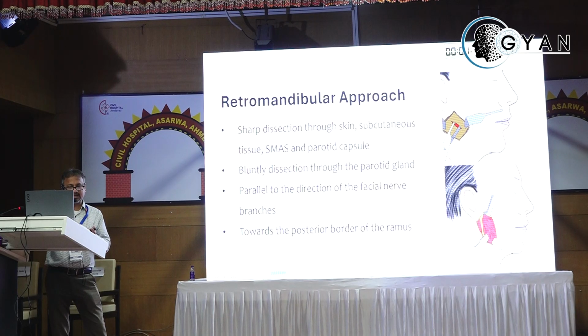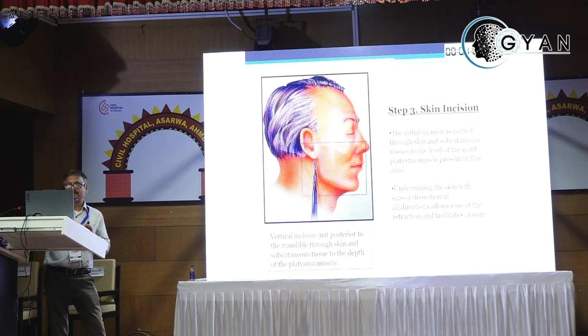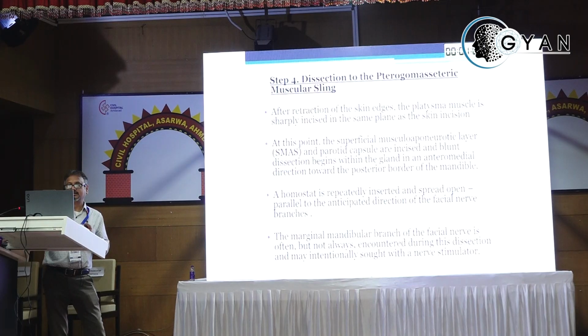Once you are into the parotid gland, you will encounter the facial nerve, right, and you have to maneuver in the direction of the nerve. All your dissection should be directed parallel to the nerve so that you won't cut it vertically. So maneuver through these branches. So that is the incision.